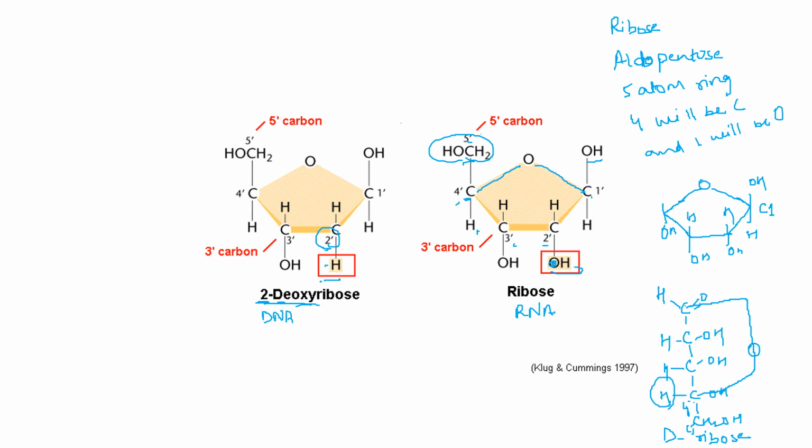So this oxygen at the second carbon has been removed and only H is left. So it forms the deoxyribose. Because it lacks one oxygen, it has low molecular weight. It is more stable because it lacks oxygen. Presence of oxygen makes it more reactive, and lack of oxygen makes it more stable. So it is more stable, having low molecular weight.